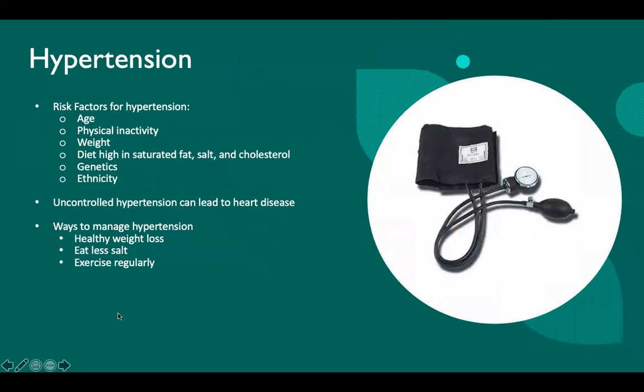So going back to hypertension, the risk factors for this are age, physical inactivity, weight, a diet high in saturated fat, salt, and cholesterol, genetics, and ethnicity. And uncontrolled hypertension can lead to heart disease. And some ways to manage hypertension are healthy weight loss, eating less salt or sodium, and exercising regularly.